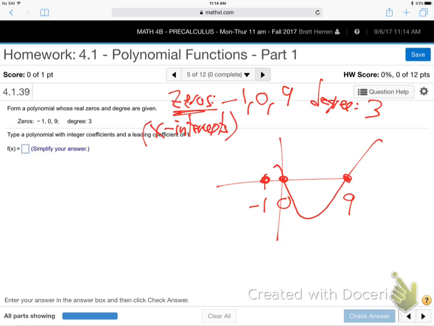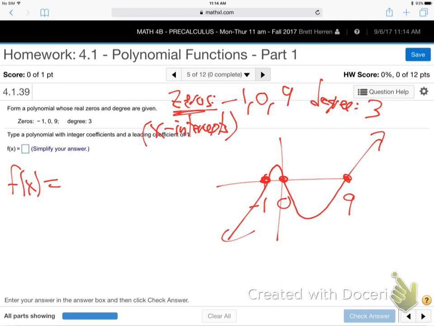It might be like this, something like that. Somehow it's going through the x-axis at those 3 points. Does that make sense? So it wants me to type in a function that does that. How could I do that?